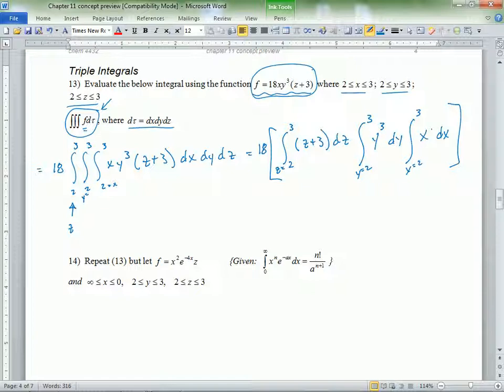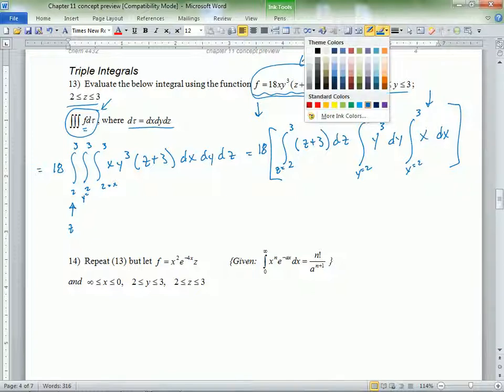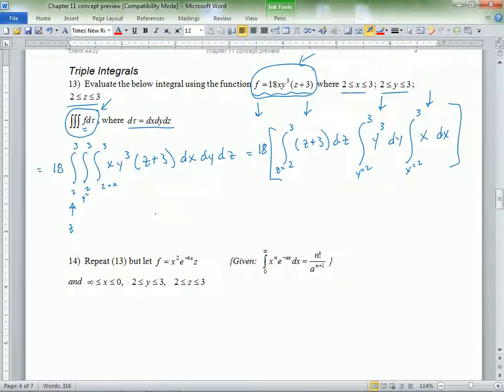So let's check. If we multiply all this stuff, what's outside of our integrals and what's inside our integrals, we better get our function, because it's got to be in there. And we did, right? It's all there: 18 x y cubed and z plus 3. Now the triple integral doesn't look so bad. Not at all, because we can take the antiderivatives of this stuff. It's just 3 times the work as what we had before.